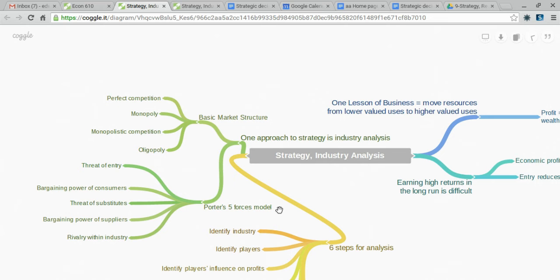Porter's 5 forces model is the model that says 5 factors or forces tend to determine the profitability within an industry. Those 5 forces are the threat of entry, bargaining power of consumers, the threat of substitutes, the bargaining power of suppliers, and the extent to which rivalry exists within the industry.